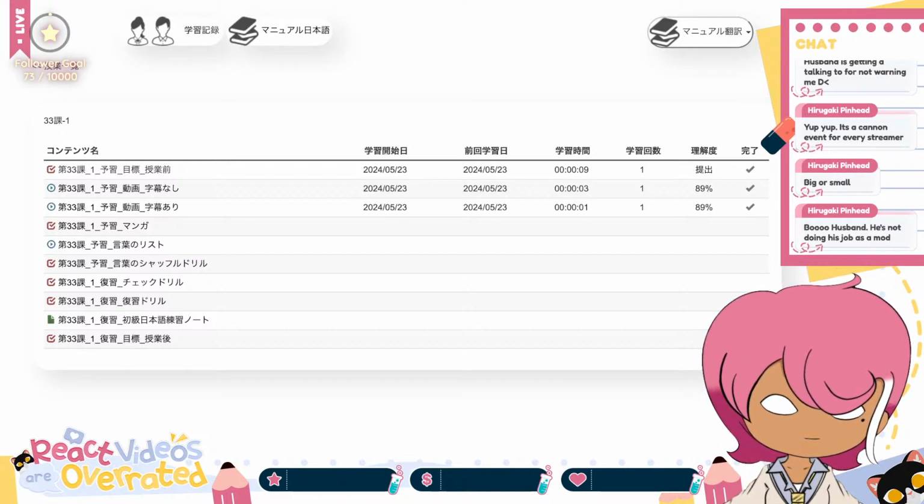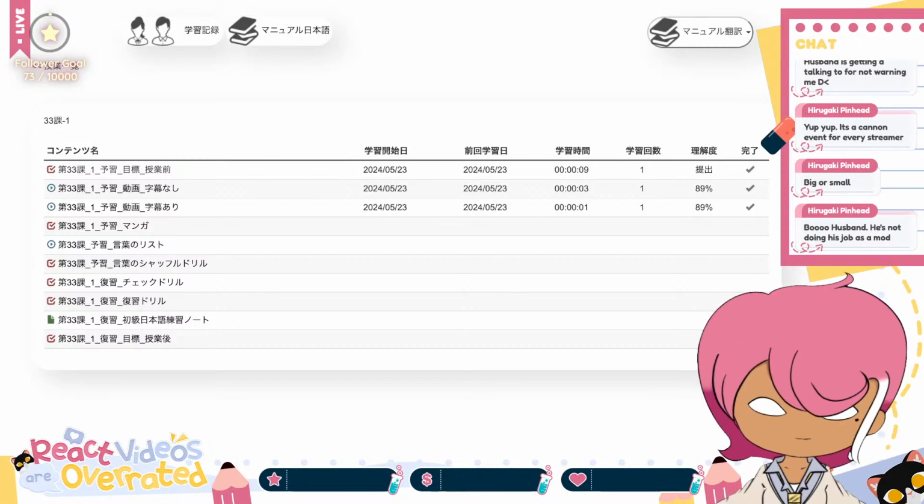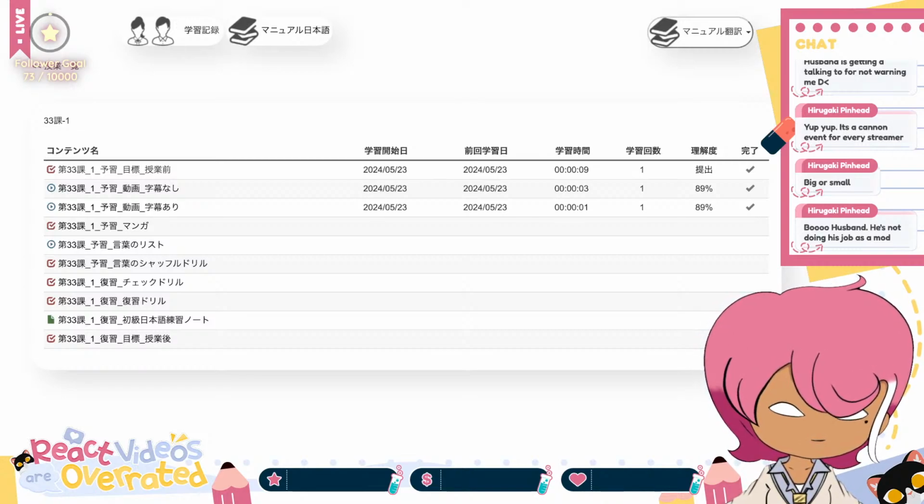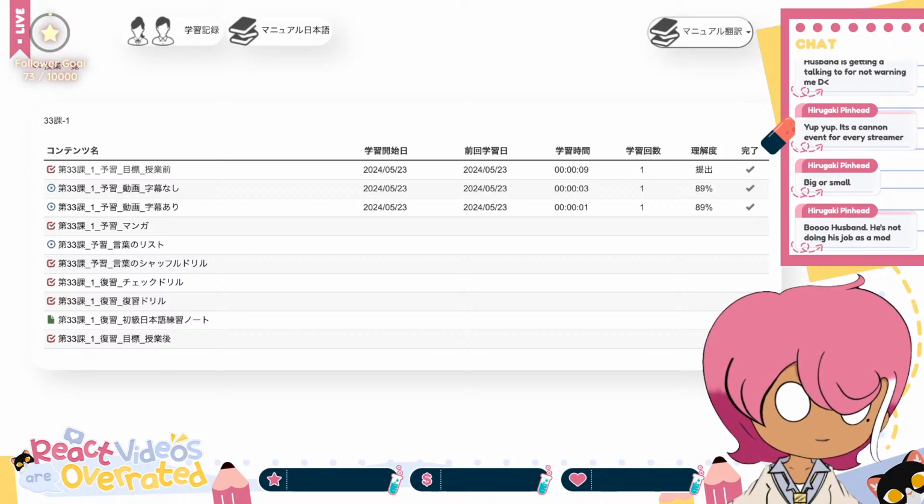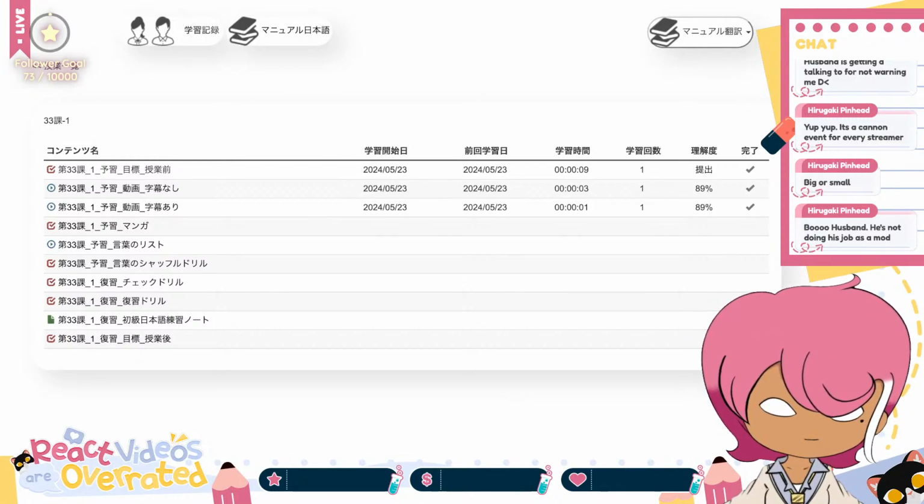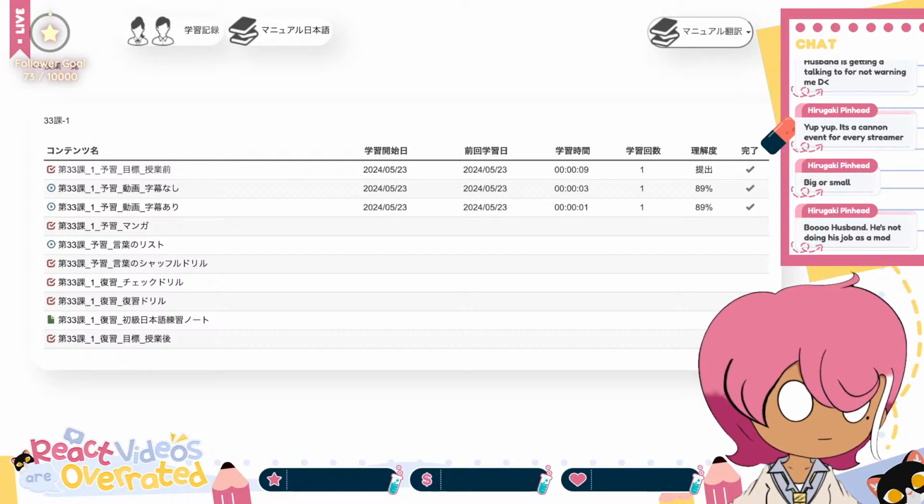So, gosh, I can't see what I'm typing. It's so tiny. And then I'm gonna put like blanks. Wa nan to yomu desu ka? All right.